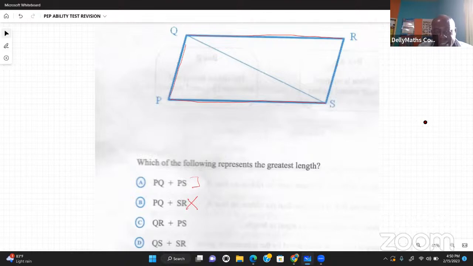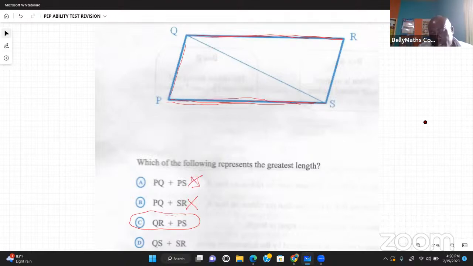PS, PQ, all right? So this one is not bad. We're dealing with two long sides here, right? It's only the diagonal that could get out this one. This one is not bad. So let's look at it. QR and PS. Very good. All right, so these are out.